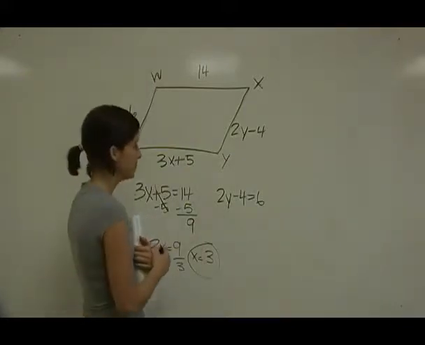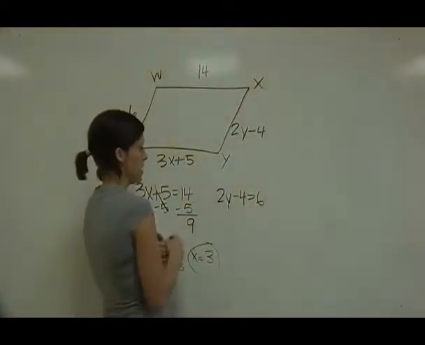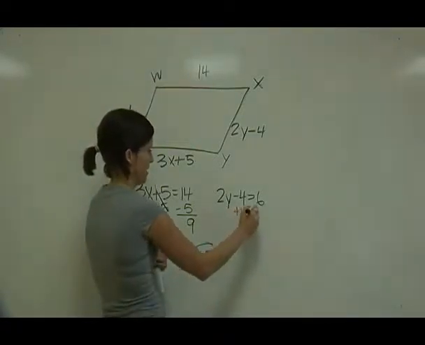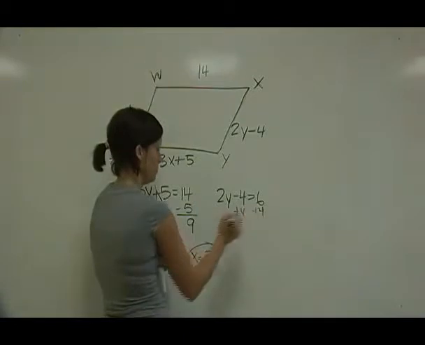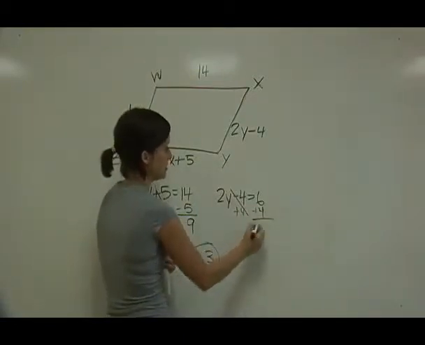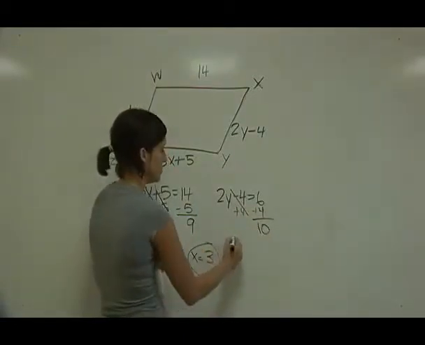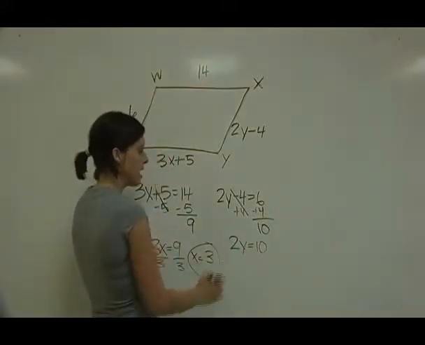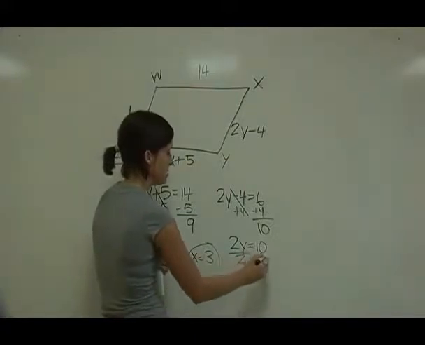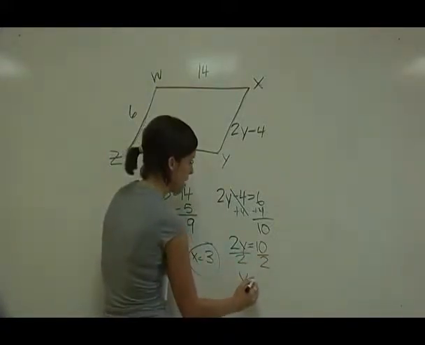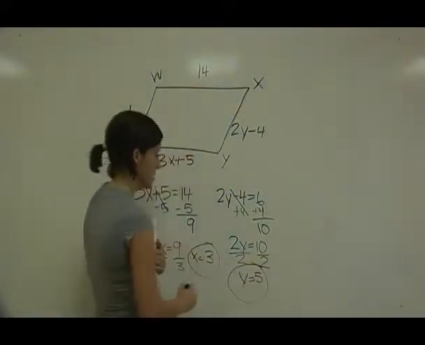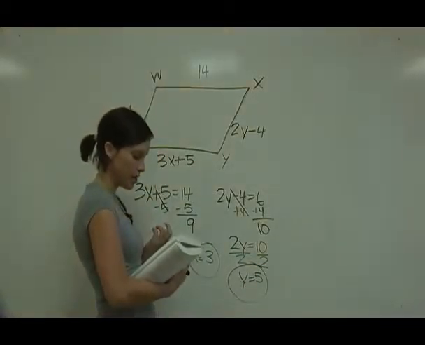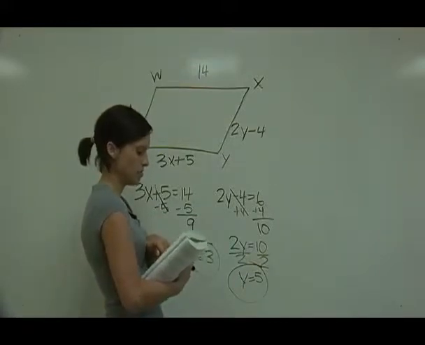Let's solve for our y. 2y minus 4 equals 6. So to get 4 onto the right side, you've got to add 4 to both sides. This cancels out. 6 plus 4 is 10. So you're left with 2y equals 10. To isolate y by itself, you have to divide both sides by 2, leaving you with y equals 5. So our answer would be x is 3 and y is 5. So if we look at our answer selection, we have A, which is 3 and 5.